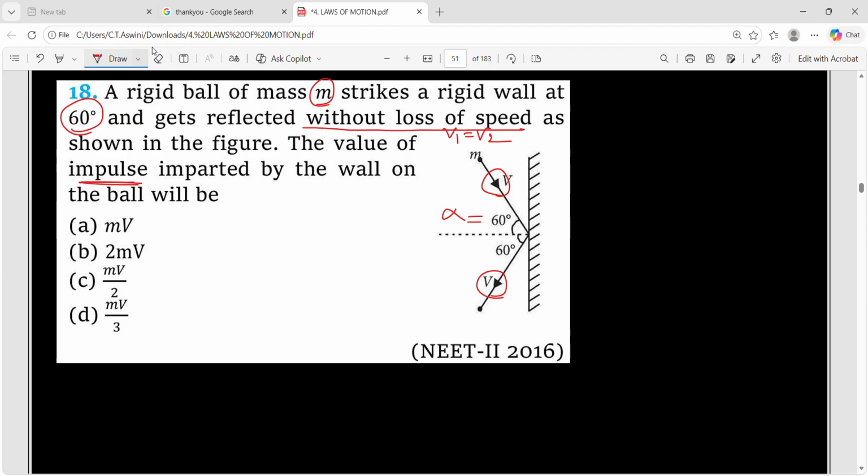So what is the value of impulse here? Impulse is nothing but change in momentum. And what is the change in momentum for collision when alpha is given? This is 2mv cos alpha. Substitute, what will you get?